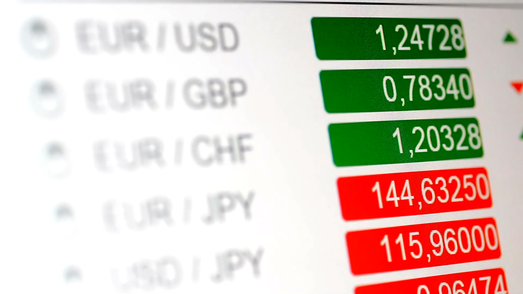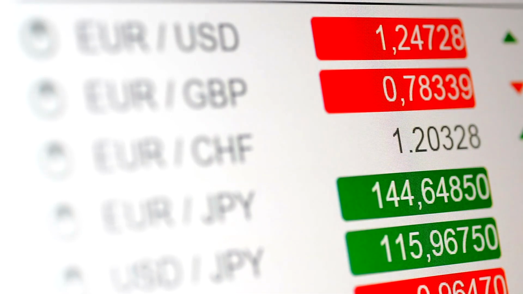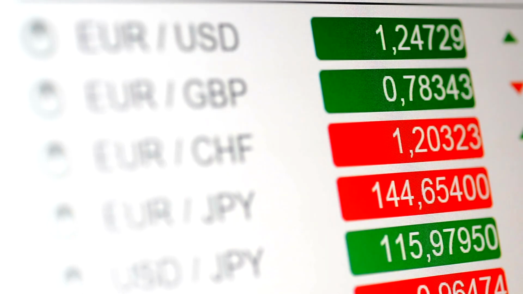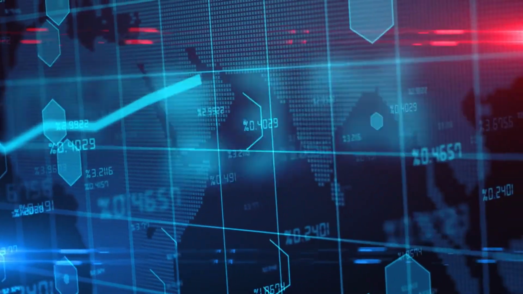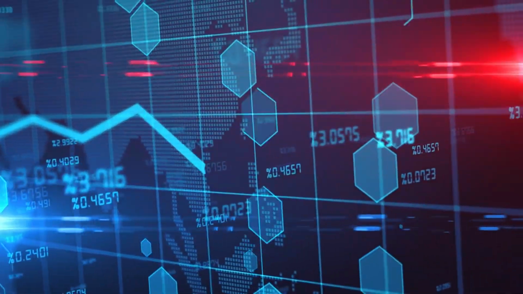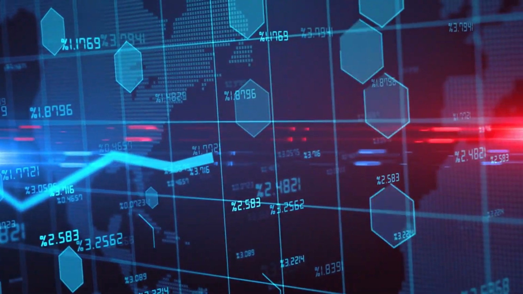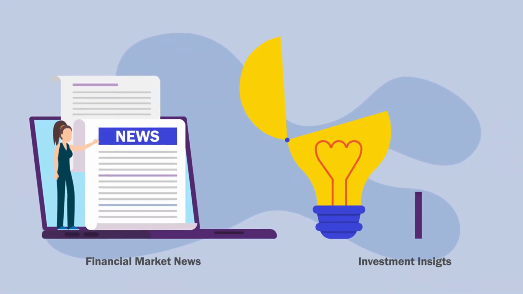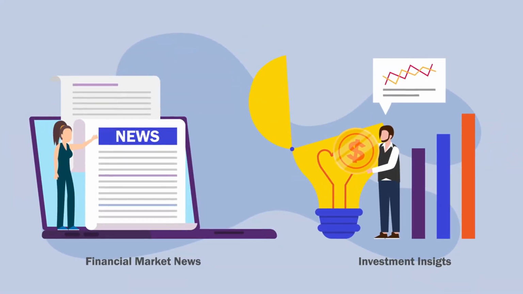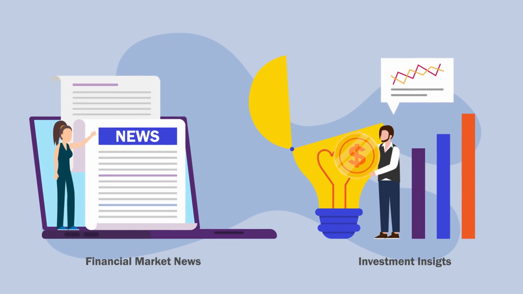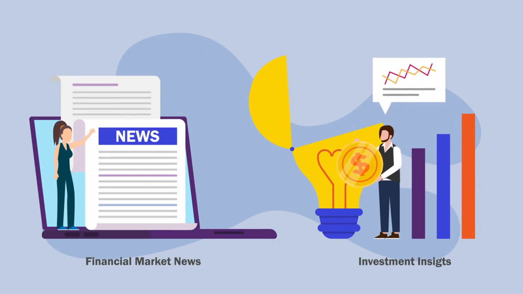Macroeconomic factors play a significant role in shaping financial markets, influencing everything from stock prices to currency exchange rates. These factors include inflation rates, interest rates, gross domestic product, and unemployment rates. Understanding how these elements interact can provide valuable insights for investors and traders, helping them make informed decisions.